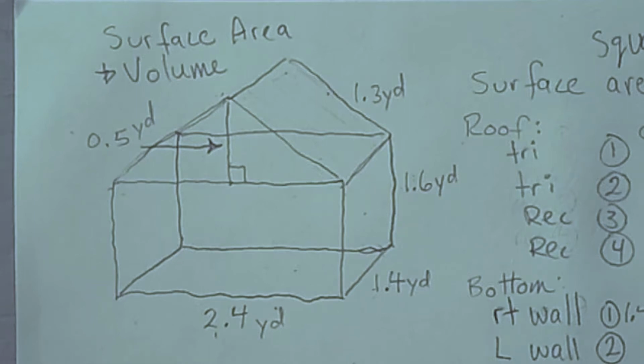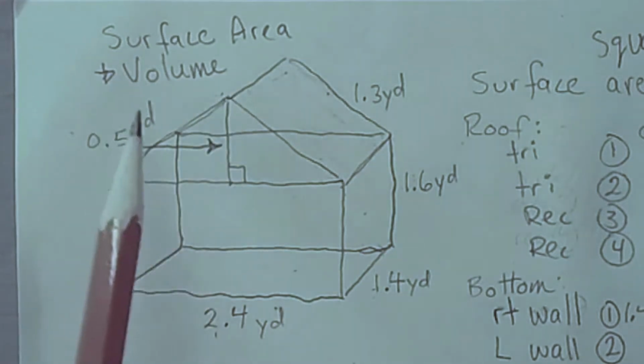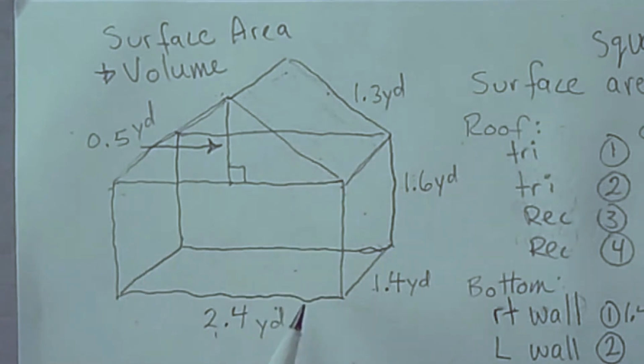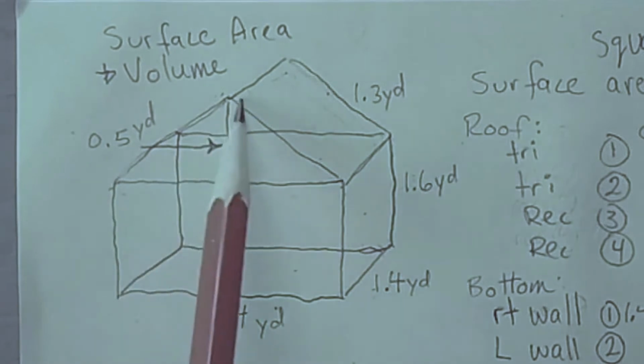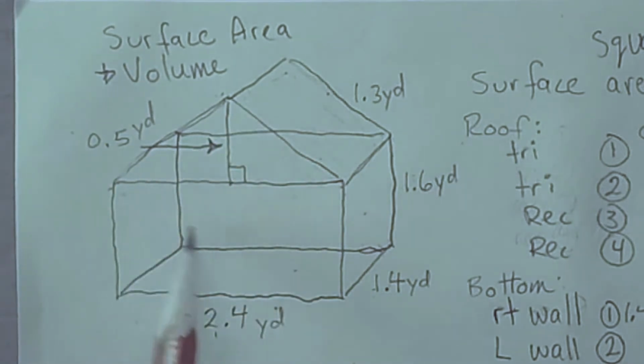Hi, welcome to another tutorial video. On this one I was asked by a student to calculate the surface area and volume of this composite shape. It's called a composite shape because there are two different shapes. We have a triangular prism on top and a rectangular prism on bottom.